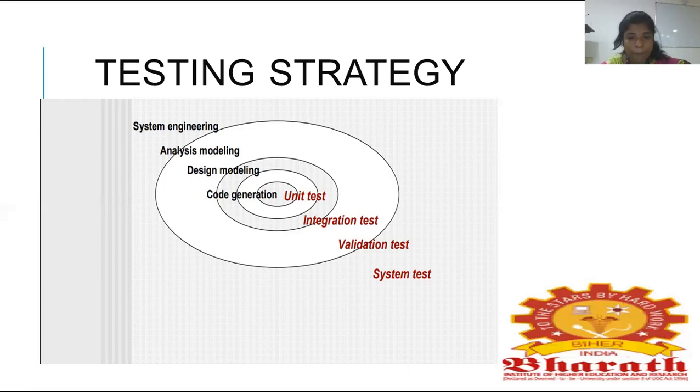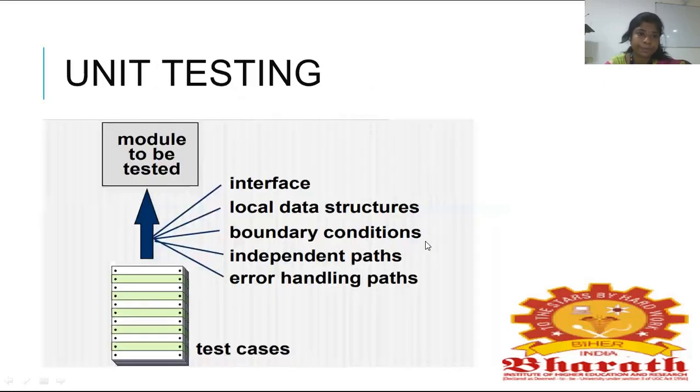The customer who is getting the product will test the product. That is called beta testing. Acceptance testing is done by the end user, the person who uses the system. Then finally it comes to maintenance testing. So these are the general testing strategies of your testing process. This is all done across code generation, design modeling, analysis modeling, and system engineering.